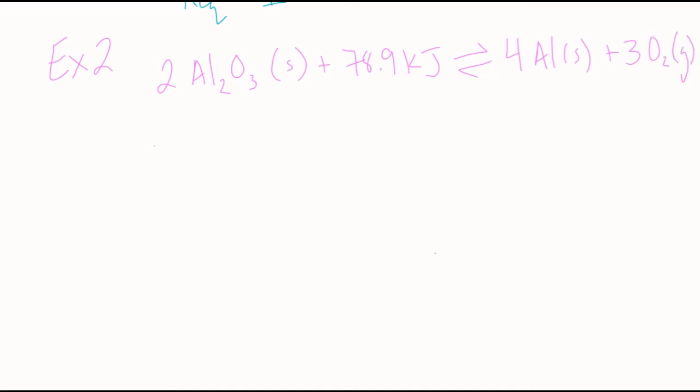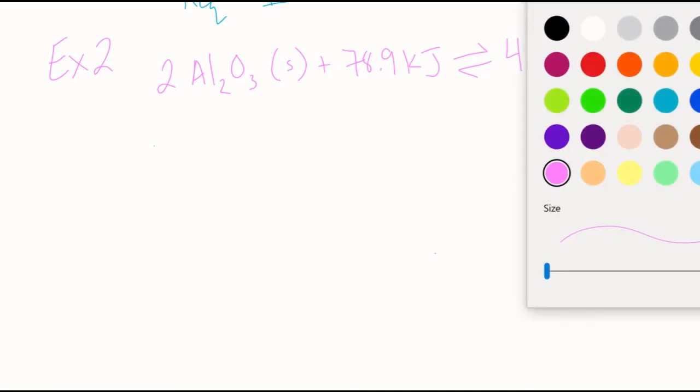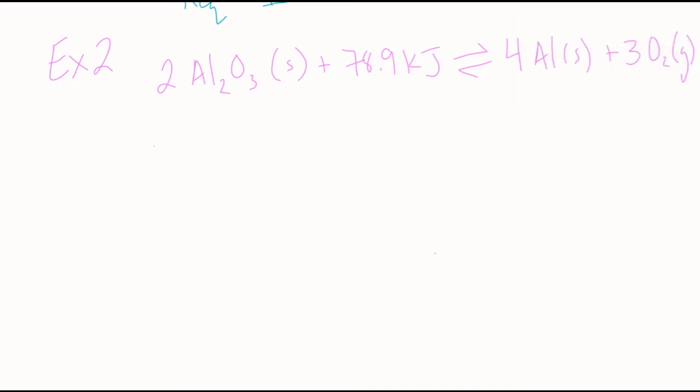All right, so for this equation, when we're looking at it, there's a lot of stuff that we're not going to use, okay? This is a solid, and this is a solid. So both the aluminum oxide and the aluminum are solids. We're not going to use those, okay? Solids are not included, and heat does affect the equilibrium constant, but mathematically, we're not going to use that either. So those ones are all just going to be canceled out.